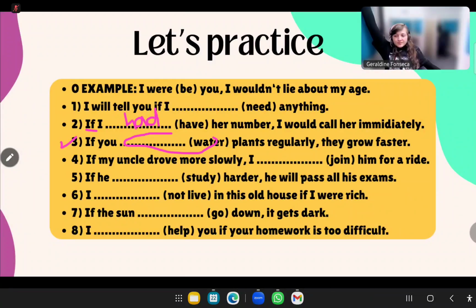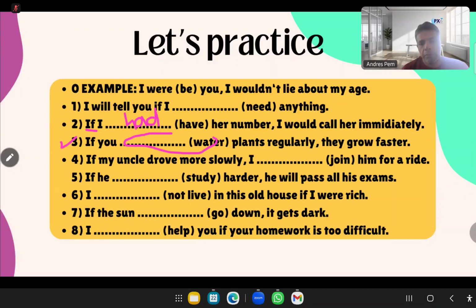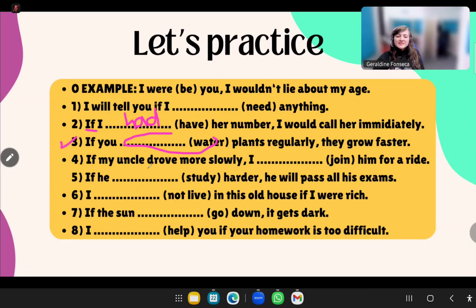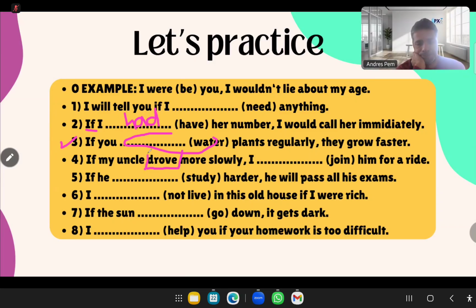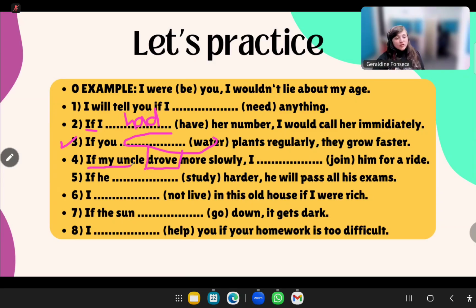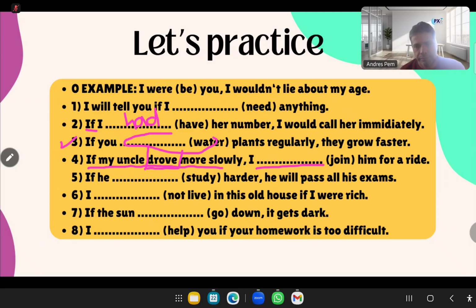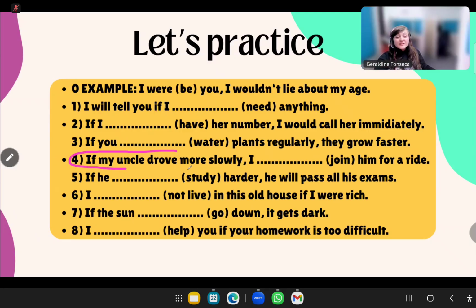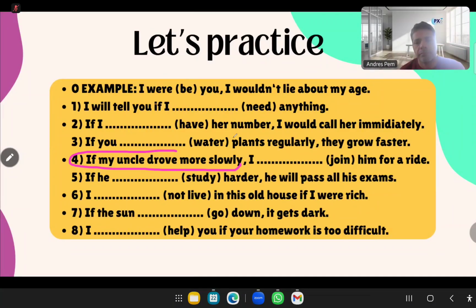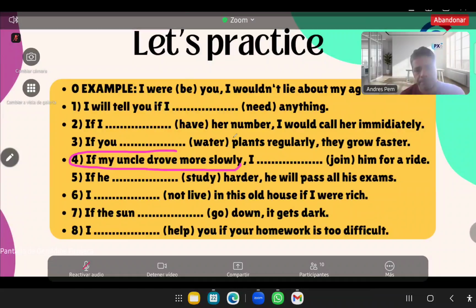Andres, number 4. If my uncle drove more slowly, possible I will join. But this verb is in past or in present? Past. So when we have a condition that is in past, the result should be with would because it's hypothetical. Always. I would join. It's like if this possibility was true, that is not true in this moment, that's why it's in past, I would join. But the possibility or the situation is not true in this moment. Nothing, absolutely nothing. Okay. Alrighty.